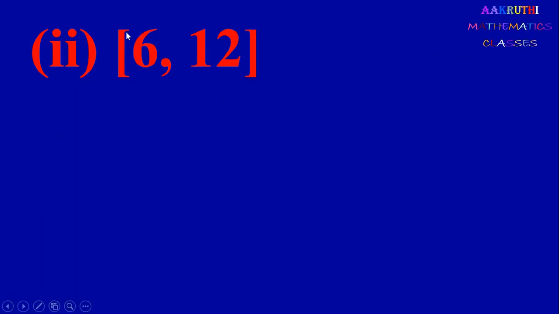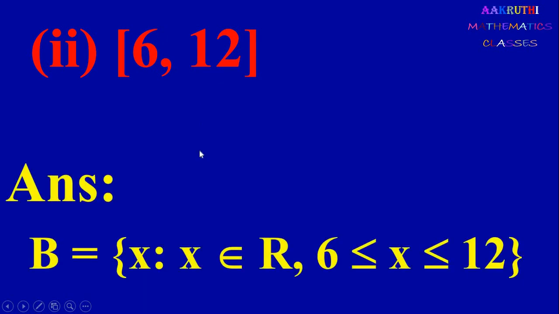Next question, it is the closed interval [6, 12]. Here all the numbers from 6 to 12 are included, so 6 and 12 are included. You write the set of all x such that x belongs to R and x is greater than or equal to 6, less than or equal to 12. Here 6 and 12 are included.